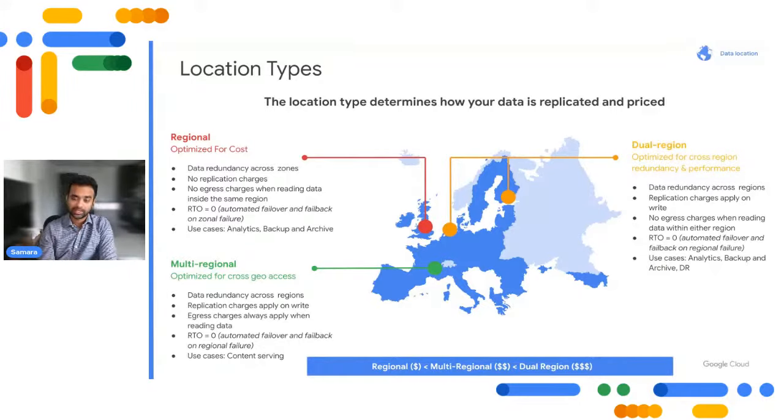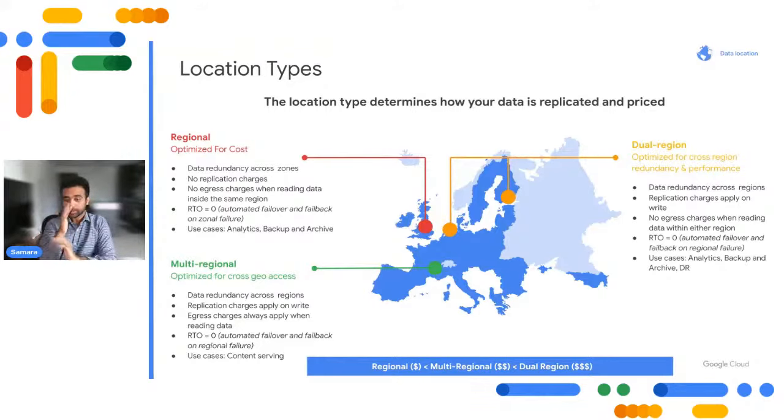Number one, regional. This is optimized for cost. The data is geo-redundantly stored across zones within a single region, and it's great for co-locating your storage with your compute resources. It is also optimized for cost since it is the lowest storage price compared to the other location types. And it's good for scenarios where you do not want your data to be replicated across the regions. So if you don't want the data to be replicated across the regions, regional location type would be your best choice.